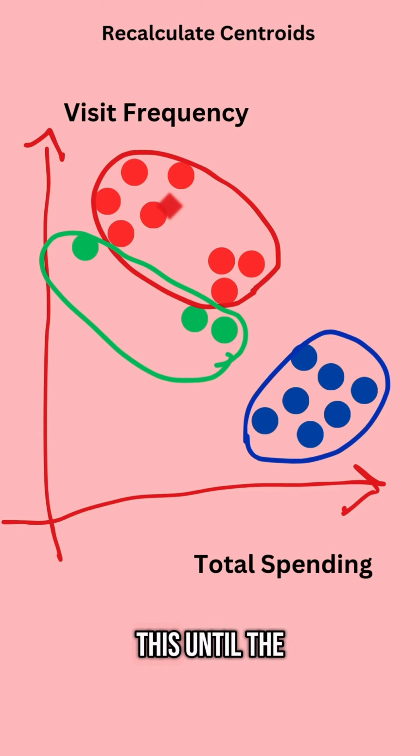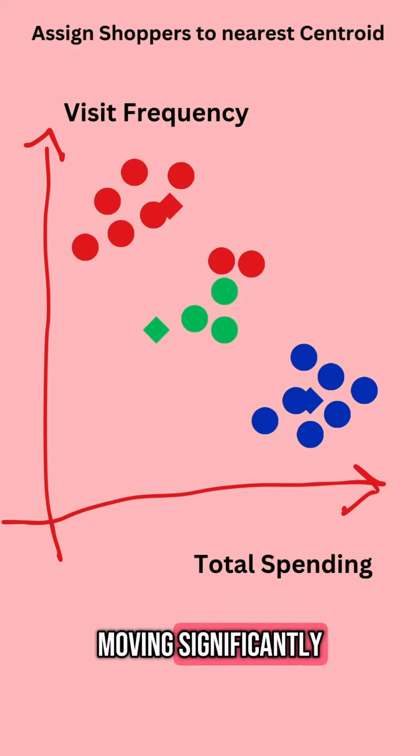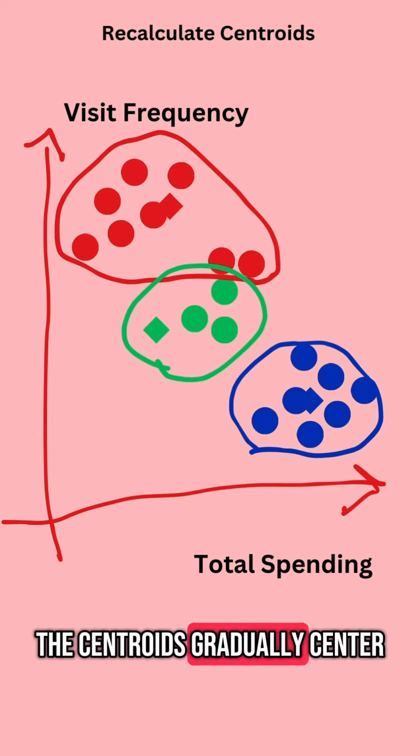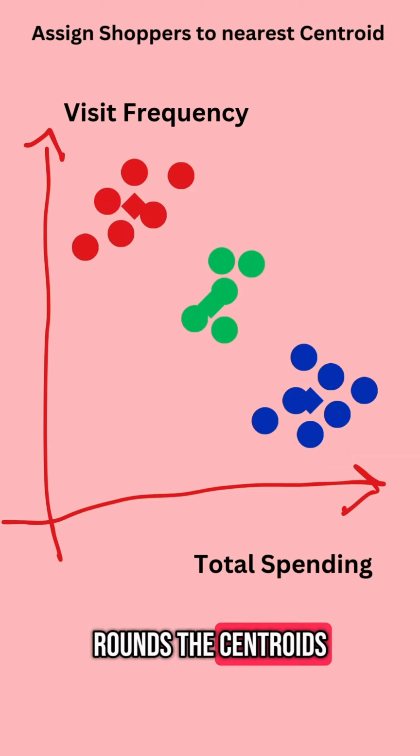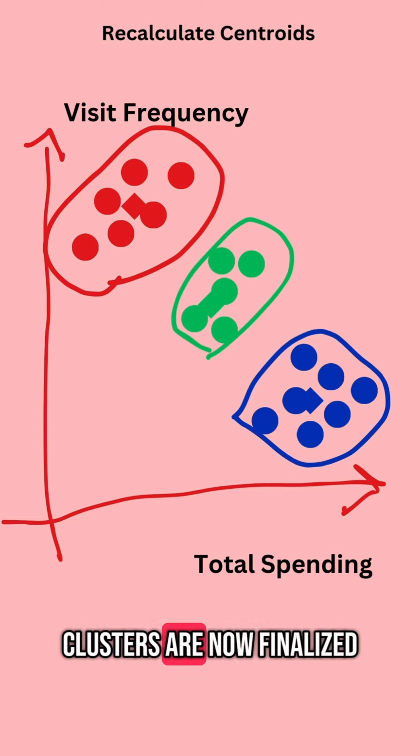We keep repeating this until the centroids stop moving significantly. As this happens, the centroids gradually settle into positions where they best represent their clusters. After a few rounds, the centroids don't move anymore. That means the clusters are now finalized.